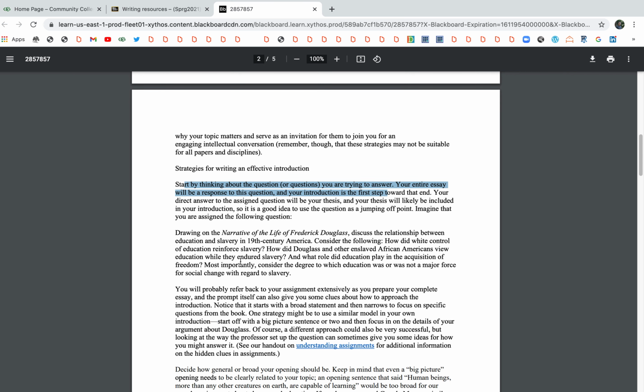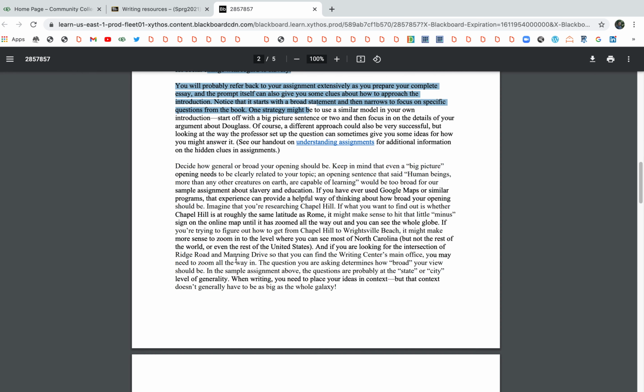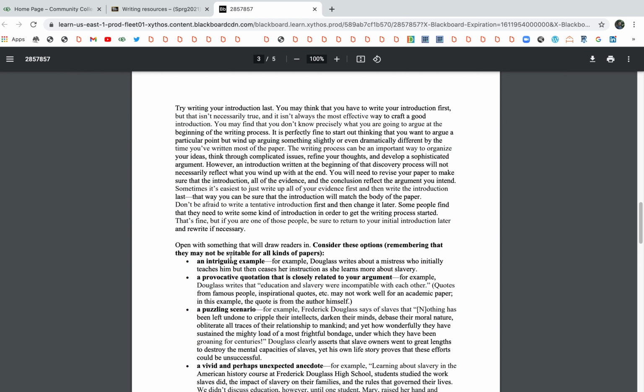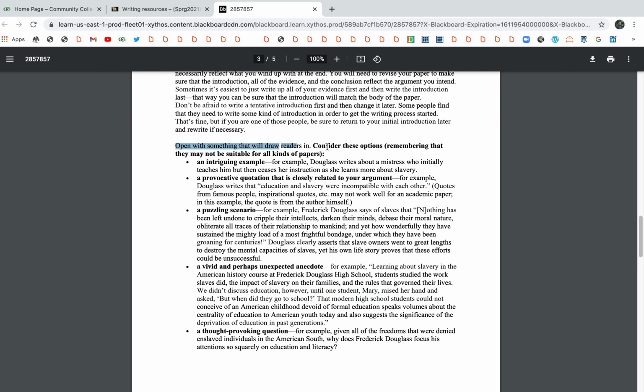Moving on, you can write that down. This will help you out. We're going to skip this stuff. This is helpful, but this gives you an idea of how they're using Frederick Douglass to construct their intro. I want to move on to the third page. Here are some things you can do to start your introduction.